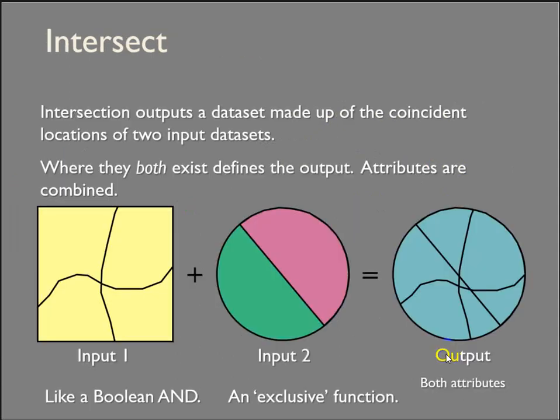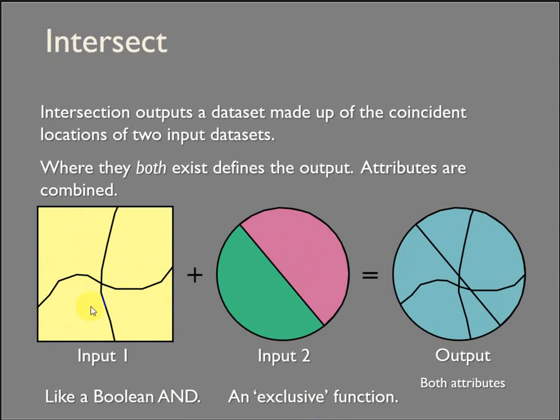So an intersect is an exclusive function, meaning the output is going to be smaller than either of the inputs. So the intersect outputs the overlapping area, the places that are coincident between the two data sets. So if this is input 1 and the lines indicate some kind of boundary, like this is four different features. Here's input 2 with two different features, two different areas. It's like a Boolean and. So where this exists and this exists, and that's what I mean by an exclusive function.